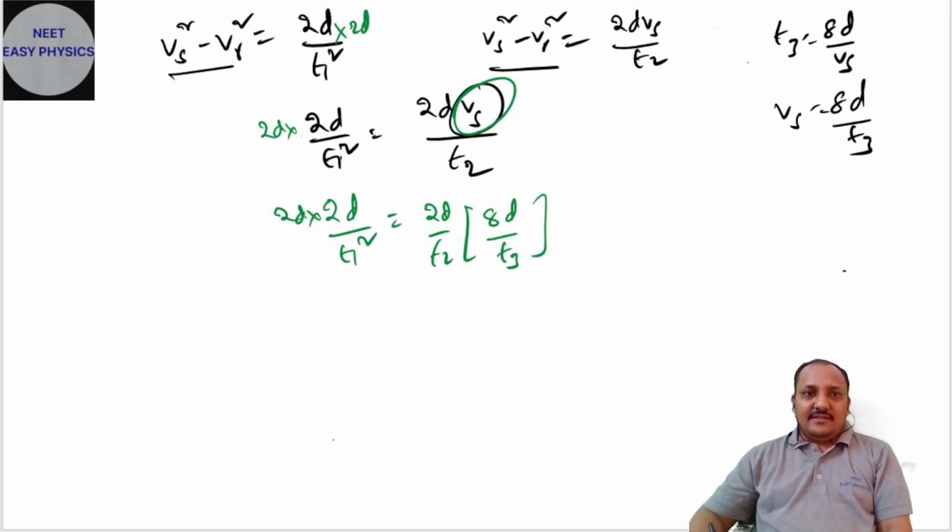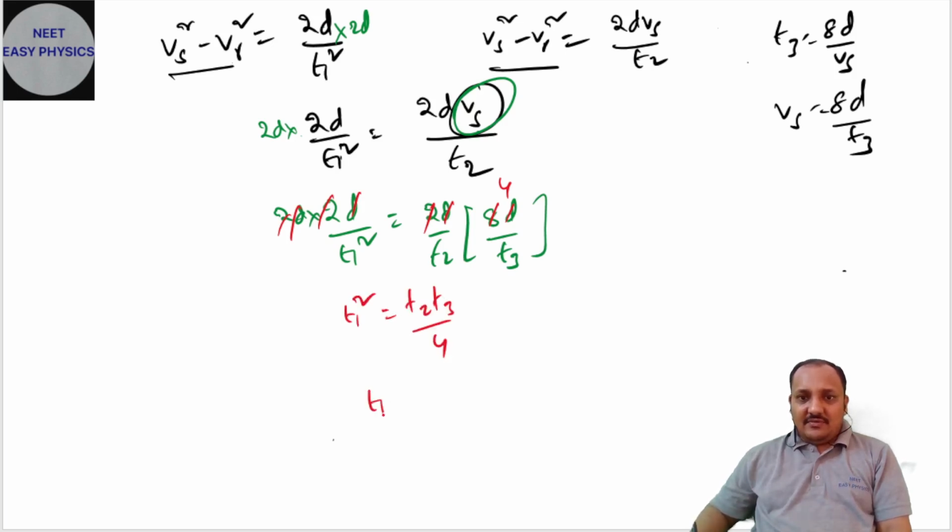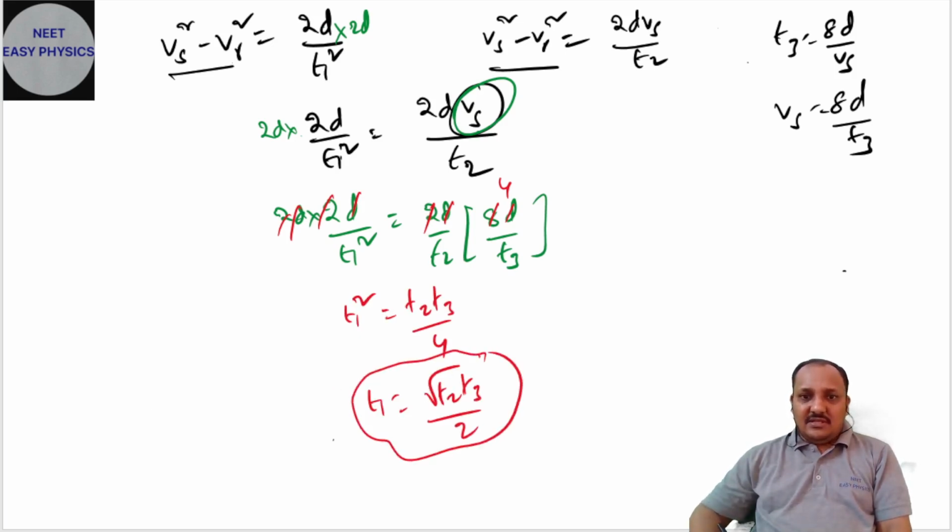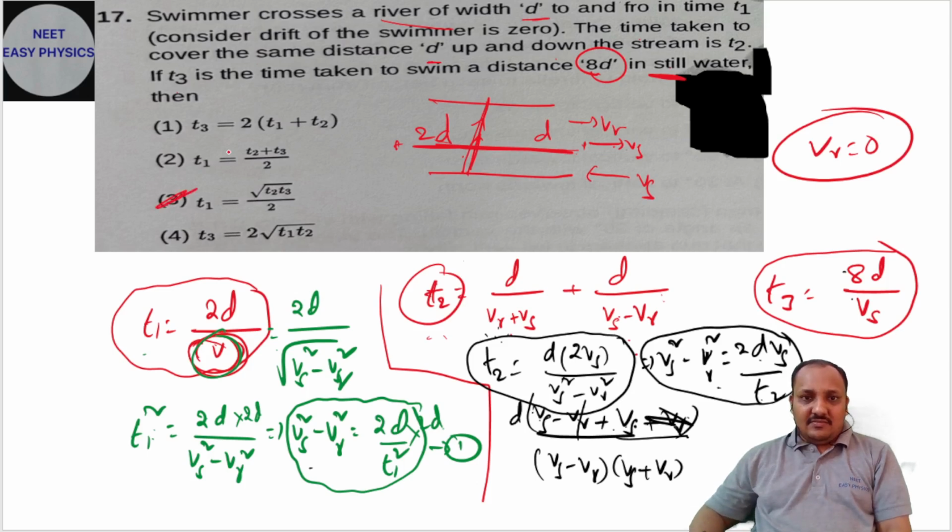If you cancel these now, d cancels, and 2 also cancels, 4 times. So t1 square is equal to t2 t3 by 4. Then t1 is root of t2 t3 by 4. Now this is the answer, the third option.